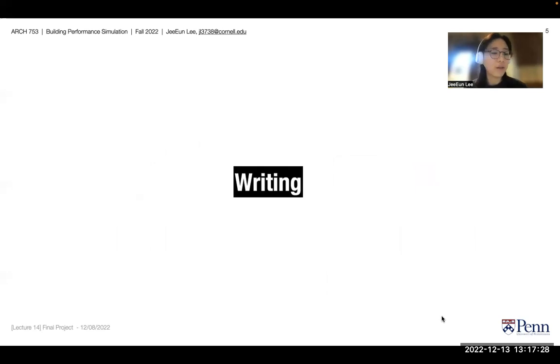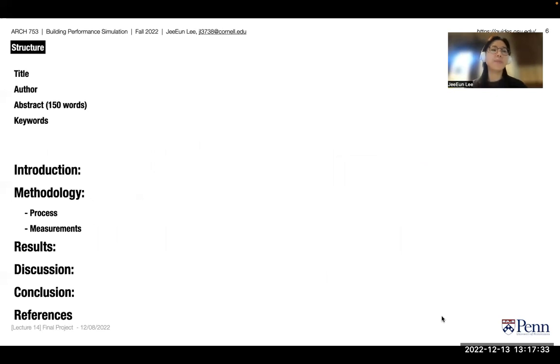So I will talk about how you write in an academic way. This is a very common structure for any field and any type of paper. If you think about a journal paper, a conference paper, or any report, if you follow this structure, it will also help you to structure your writing.